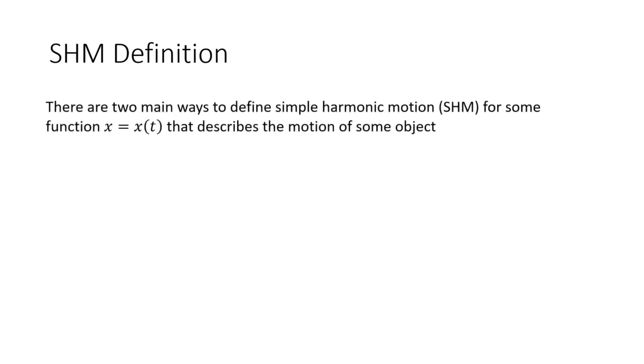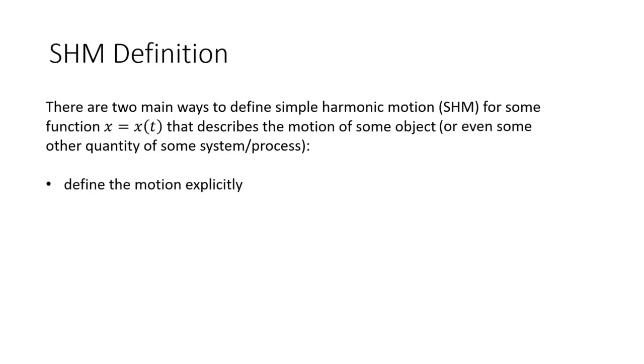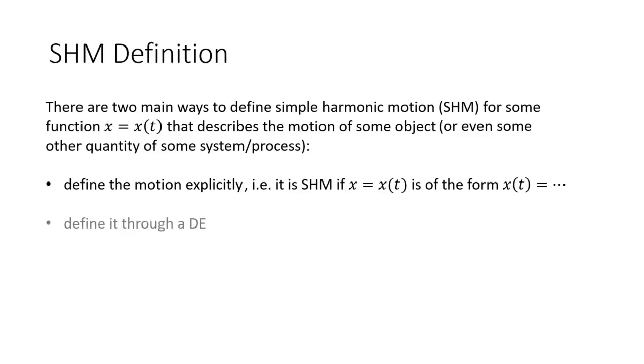To define simple harmonic motion, one could say there are 2 main ways to go about it. For some function x of t that describes the motion of some object, or if you want to be more general, which is not a bad thing at all, some other quantity, so not necessarily motion. One could, for example, define the motion explicitly. That is by saying it is simple harmonic if x of t is of some specified form. Or you could define it through a differential equation. That is by saying it is simple harmonic if x of t satisfies some specified differential equation.